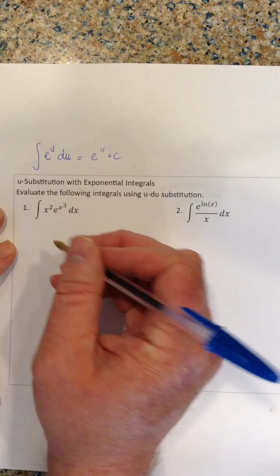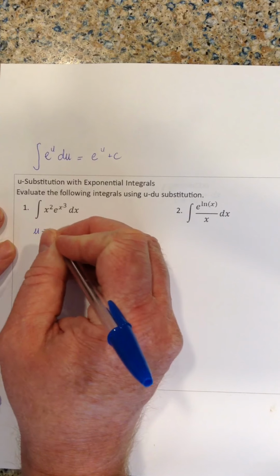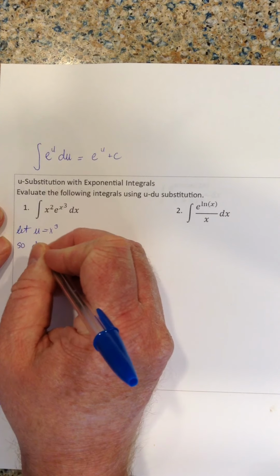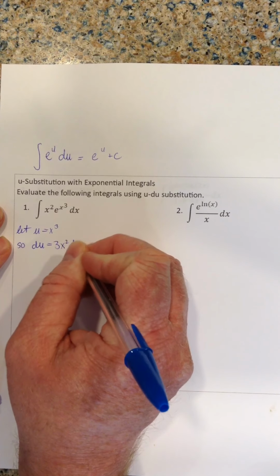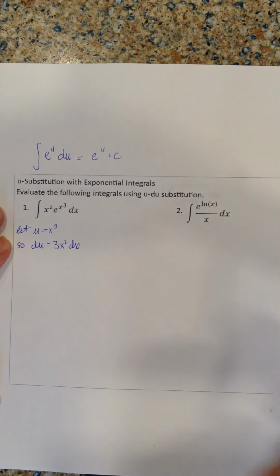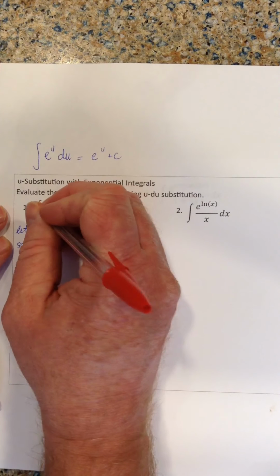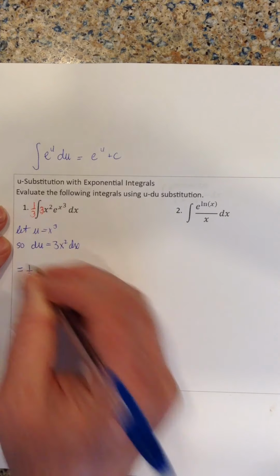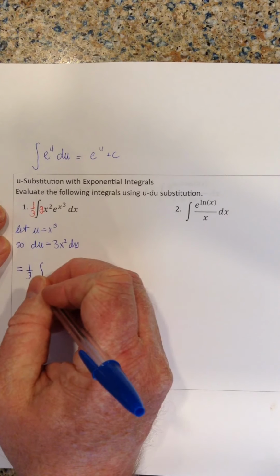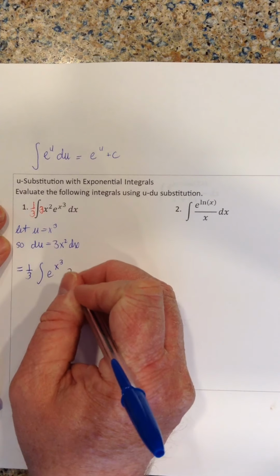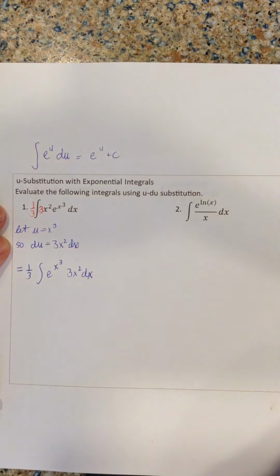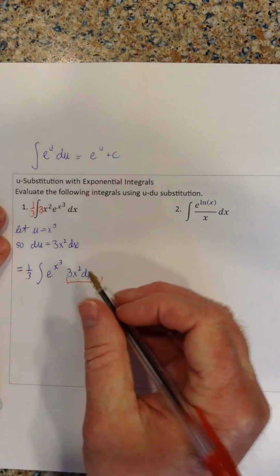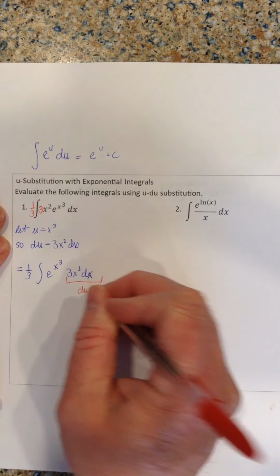So I see I have e to something, so I'm going to say u is x cubed. And so du will be 3x squared dx. Well, I notice there isn't a 3x squared dx, so I'm going to put a 3 and a 1/3. So I'm going to make that 1/3 the integral of e to the x cubed 3x squared dx. And again, I just changed the order, which we can always do when we multiply.